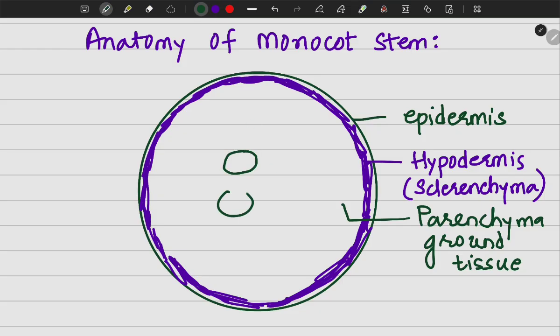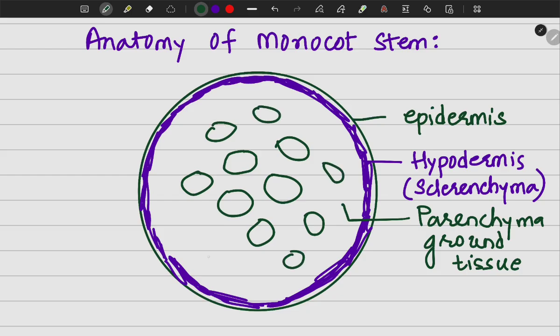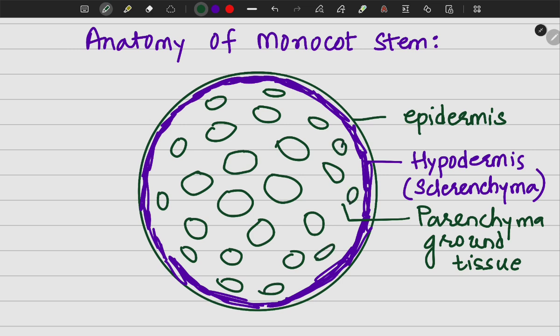The vascular bundles which are present at the center of the stem are usually larger as compared to those which are present towards the periphery. So the vascular bundles at the sides will be smaller and at the center will be larger, and they are scattered in the ground tissue in this manner. Each of these vascular bundles will be surrounded by a bundle sheath which is also made up of sclerenchymatous cells.